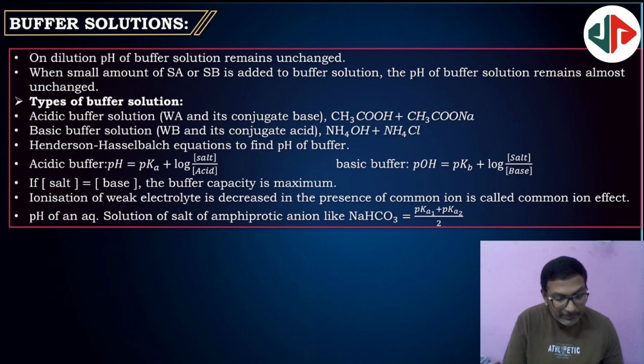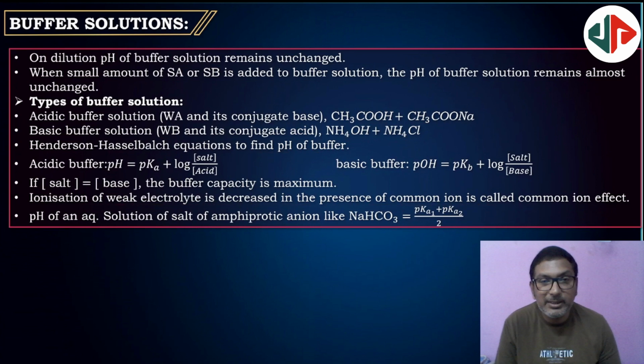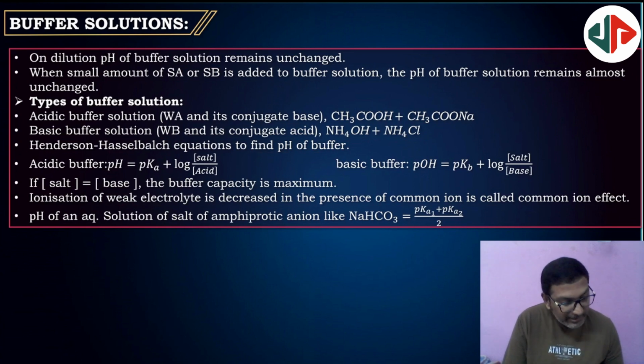Next, ionization of any weak electrolyte can be decreased by a common ion, which is known as the common ion effect. It is the suppression of dissociation of a weak electrolyte by the addition of a common ion to it. Next, pH of an aqueous solution of salt of an amphoteric ion. Amphoteric ion means that it can accept a proton and can donate a proton. pH equals pKa1 plus pKa2 by 2, the average of the pKa values.